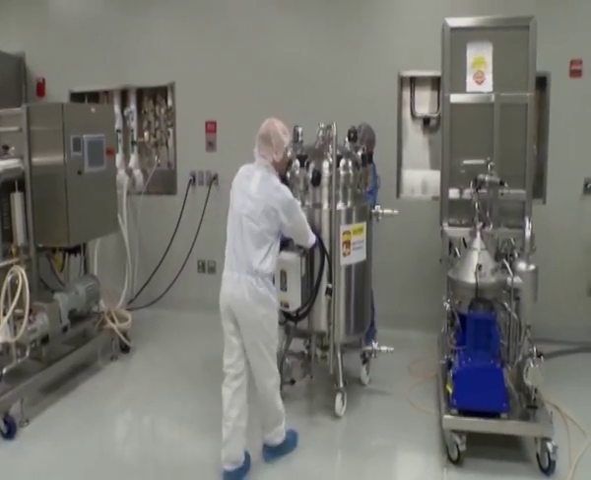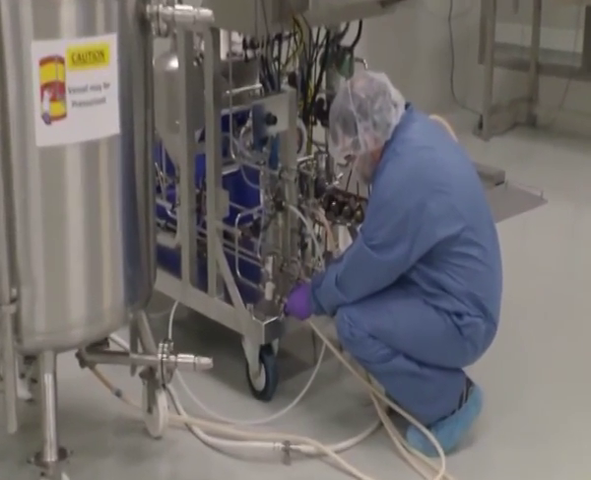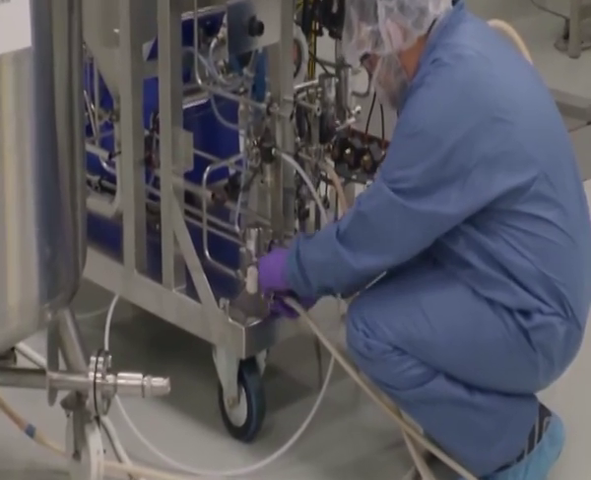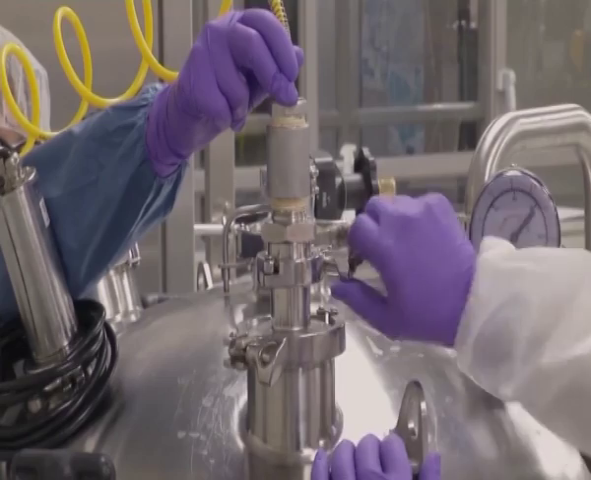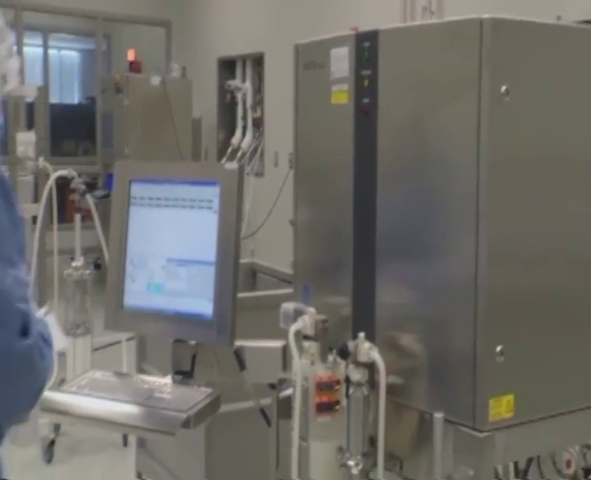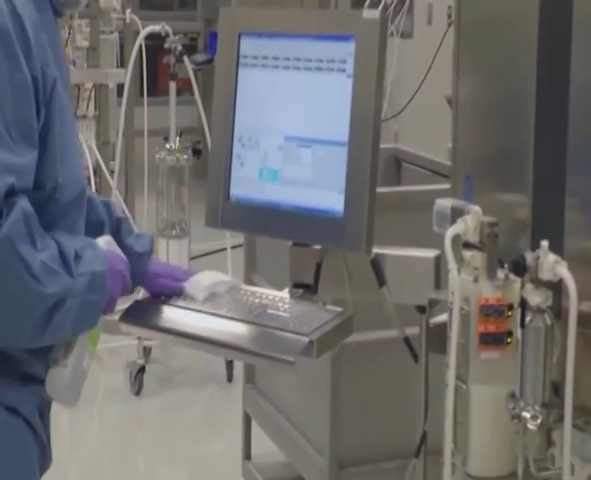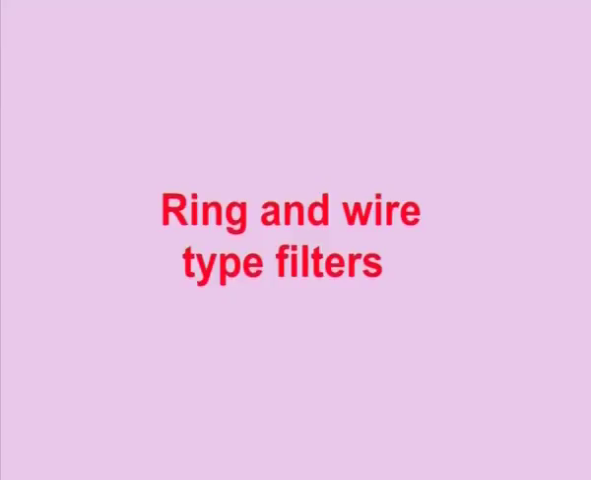For thick slurries which are difficult to filter, for example, aminoglycoside broths, a thin layer of filter aid is first allowed to be absorbed on the cylinder. Later, the filter cylinder with its thin coating of the filter aid is allowed to rotate in the trough in which the broth is now placed. Ring and wire type filters.